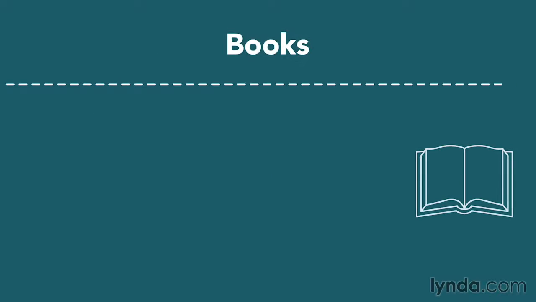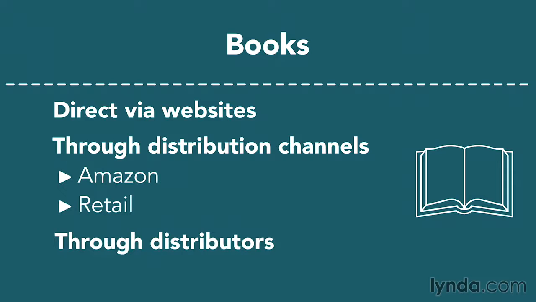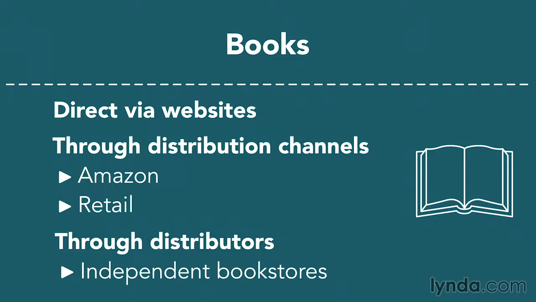Another example is books. Books go through multiple channels, both in terms of getting the word out and delivering the product. In terms of getting the word out, they can do it direct through the website. So for my book, we built a specific website and we're marketing to consumers there. We're also marketing to them through distribution channels like Amazon. It'll be marketed to them through retail in physical outlets like Barnes & Noble, and also through distributors to retail. So there are distributors who will take the book and market it to independent bookstores.